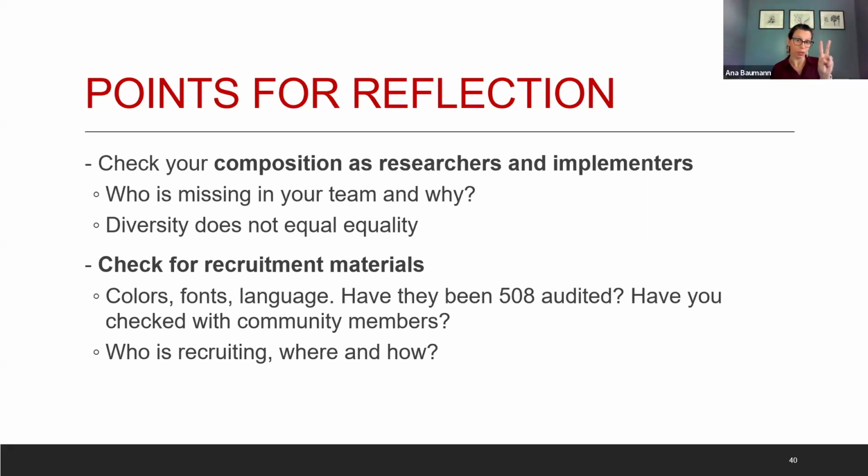That's point one. Point two is the recruitment materials. We need to audit our materials. I am guilty of doing Excel file, clip art, here it is. But are your materials audited? Have you checked with the community members about the language, about the colors, about the figures? Who is recruiting where and how? And the where is not a trivial thing. If your hospital does not have a ramp, for example, for people with wheelchair, how are you recruiting them? So think about the place and the people in the process of recruitment.